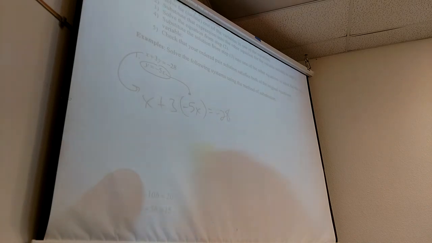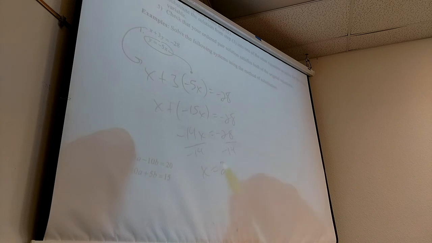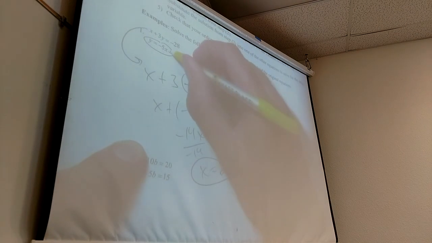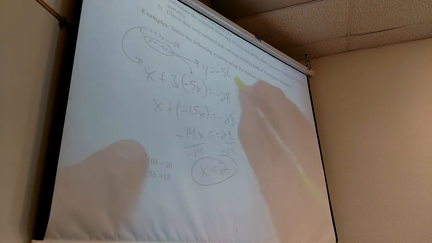Now, how do I solve this? Negative 15. Yeah, x plus negative 15x equals negative 28. What's x minus 15x? Negative 14x equals negative 28. x is 2. And what's really nice about the substitution method is I already have an equation that's solved for y. Negative 5 times 2 is negative 10.